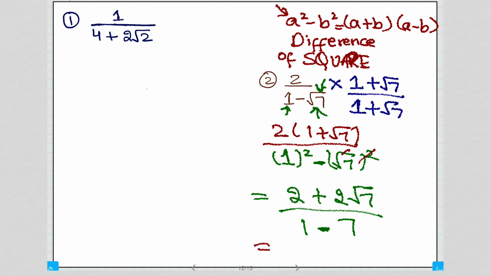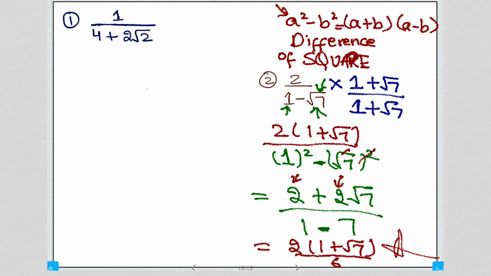Then after that, 2 is common in both these terms. So we can factorize it, 2 outside, 1 plus root 7 over 1 minus 7, which is minus 6. That's it. That's how you rationalize the denominator when it is given in surd form.